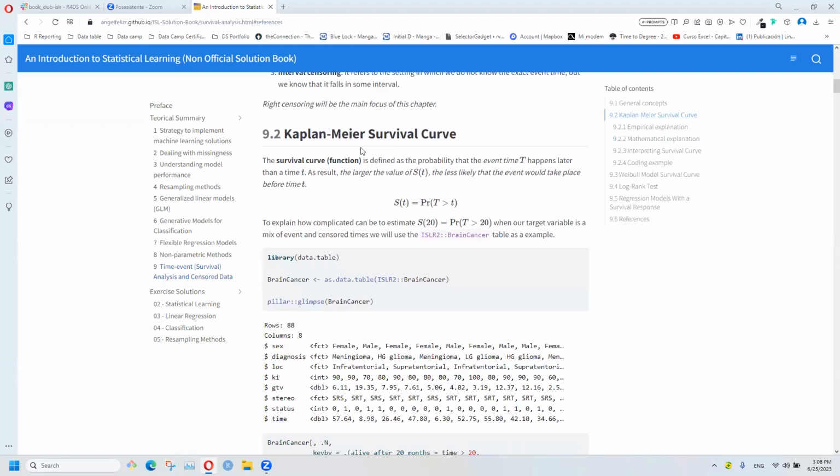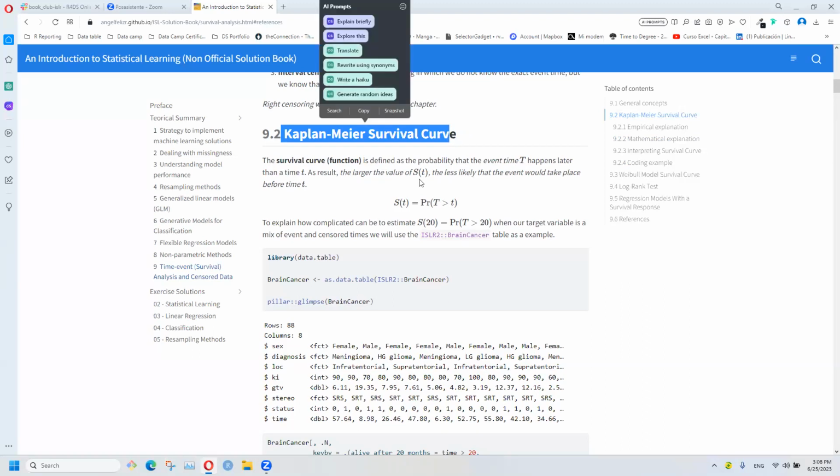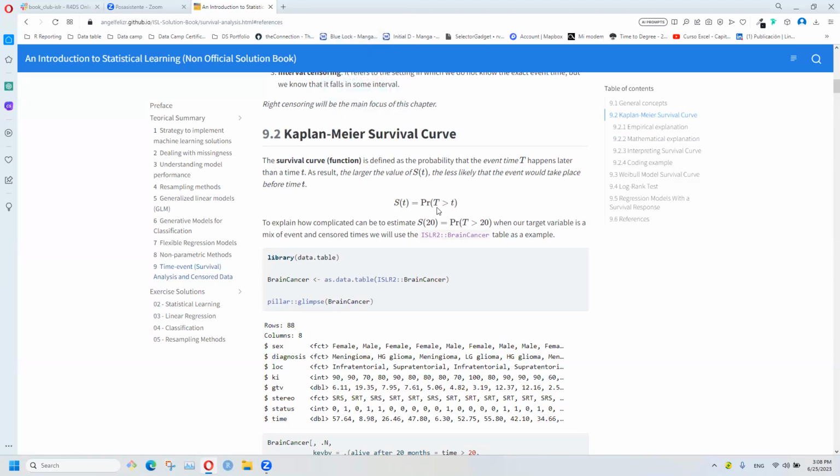So let's talk about how we're going to measure this. We have the Kaplan-Meier survival curve. It measures basically the probability that a population has the event after a certain time. So for example, what's the probability you get cancer when you are 50 years old? You know that this probability should be higher than when you are just 5 years old.